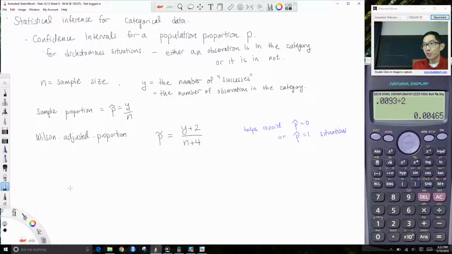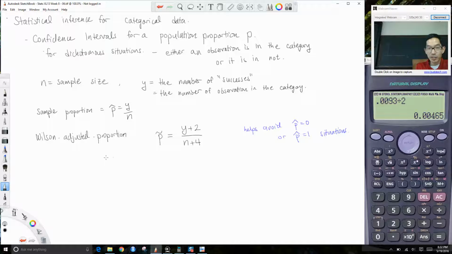Do you guys remember what a confidence interval for mu looks like? We're trying to create an interval of plausible values for the population mean based on your sample mean, right? So we put y bar in the middle, and then we go plus or minus our margin of error, which is t times our standard error. Okay, same exact idea holds here.